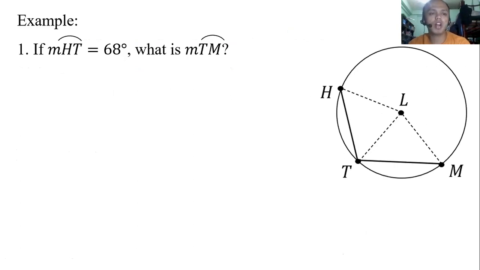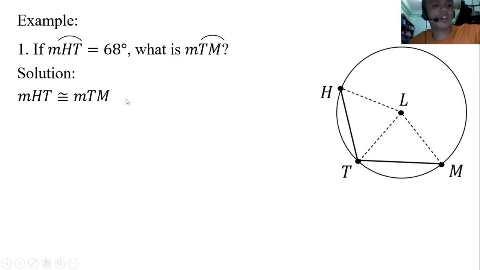Here. If measure of arc, since arc naman ang given, assuming that HT and TM are congruent, if your arc HT is equal to 68 degrees, what is your measure of arc TM? Assuming that the given chords here are congruent, HT natin and TM are congruent. So we have measure of arc HT is congruent to measure of arc TM.